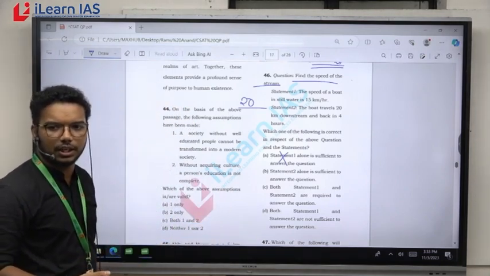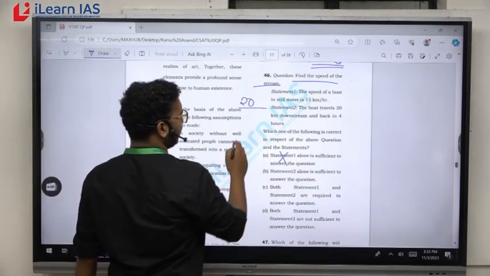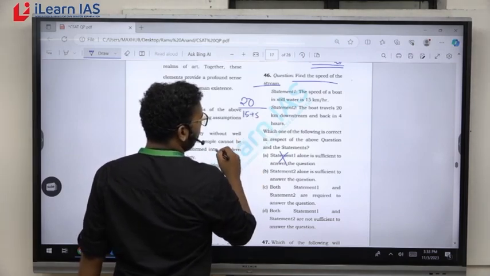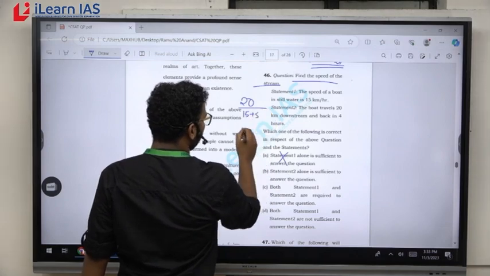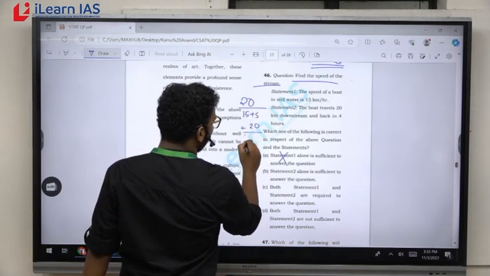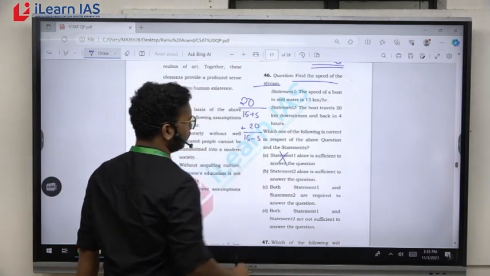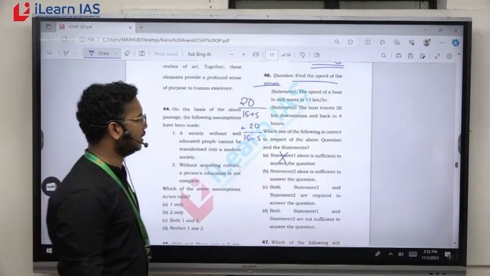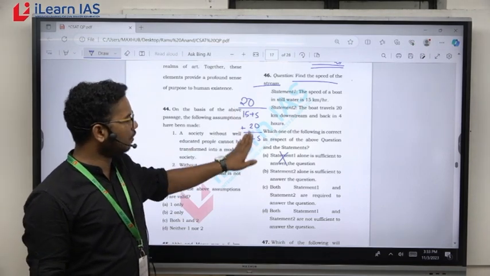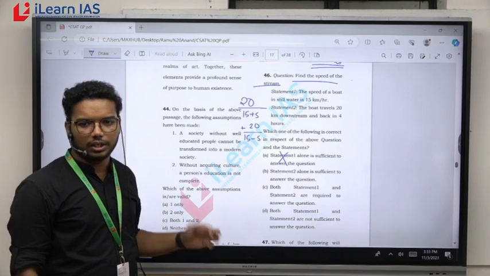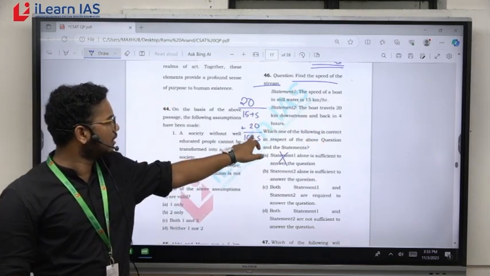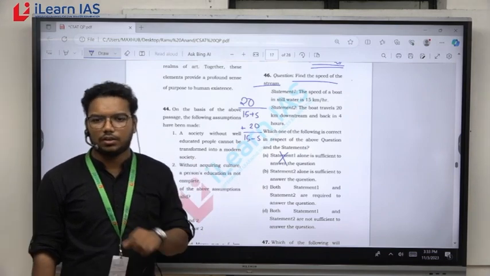Downstream speed is 15 plus s. And coming back, it is 20 by 15 minus s. So 20 by 15 plus s plus 20 by 15 minus s equals 4 hours. Combining statement 1 and statement 2, we get 20 by 15 plus s plus 20 by 15 minus s in 4 hours.